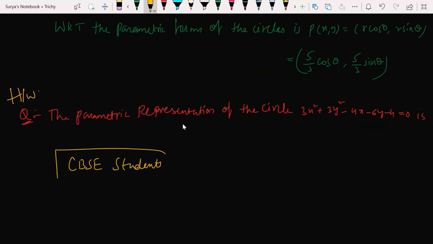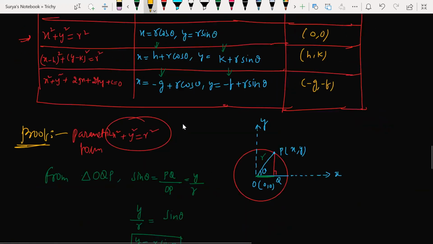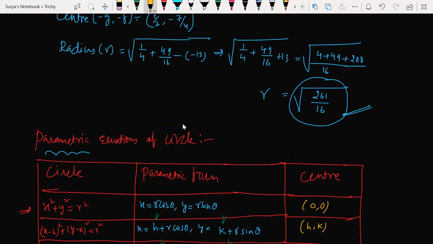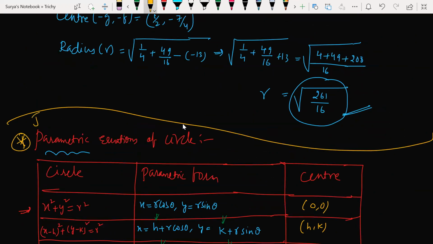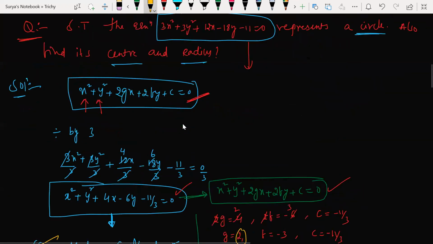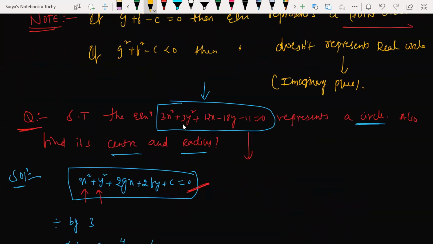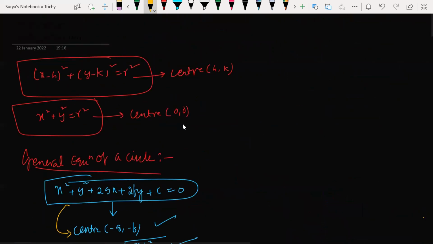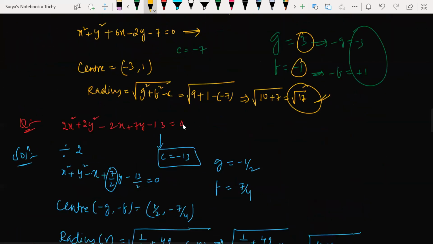listen to me carefully. CBSE students, whatever we have gone through so far, for CBSE students, the parametric equations, till this parametric equation is a pakka JEE concept. After this, all of this is JEE only. But the general equation of a circle, whatever we have discussed, that is your CBSE syllabus. You understand my point? Circle is that much only. You have this much only to learn from the circles.